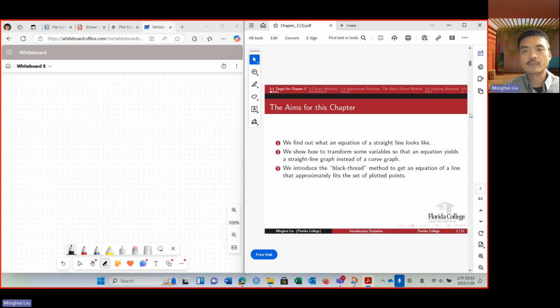And also we're going to introduce a very informal method called the black thread method to get an equation of the line that approximately fits the set of plotted points. And finally, we'll define residuals and discuss outliers.